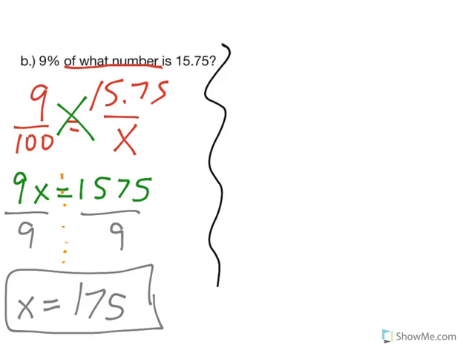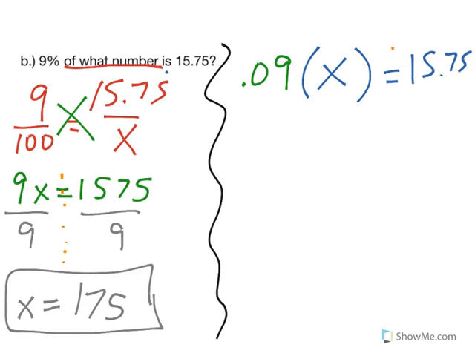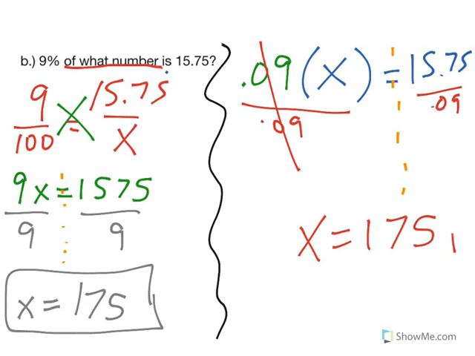Now, as an equation, when I see 9%, I can't play with a percent mathematically. I have to change that to a decimal. So 9% of means multiply. I'm going to multiply by what number? I don't know. Is means equals 1575. Now I'm ready to divide both sides by 0.09 because I need to get x by itself, and that leaves me with 175.